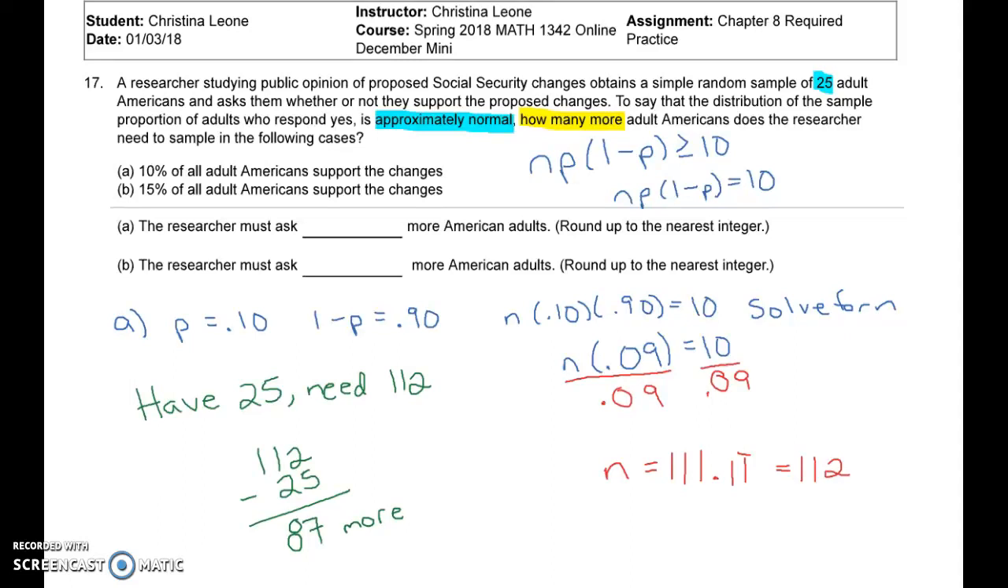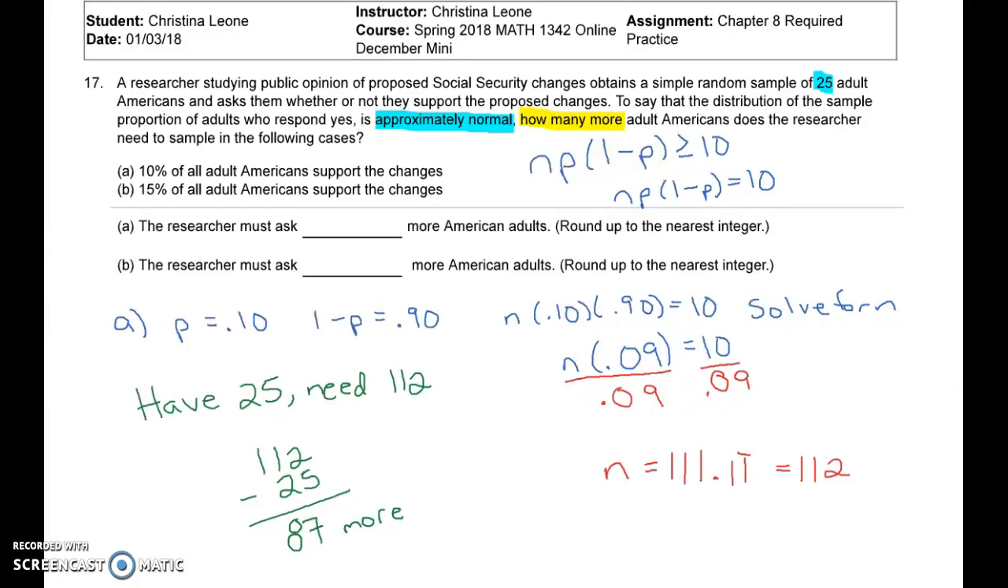This question says a researcher studying public opinion of proposed Social Security changes obtains a simple random sample of 25 adult Americans and asks them whether or not they support the proposed changes. To say that the distribution of the sample proportion of adults who responded yes is approximately normal, how many more adults does the researcher need to sample in the following cases?